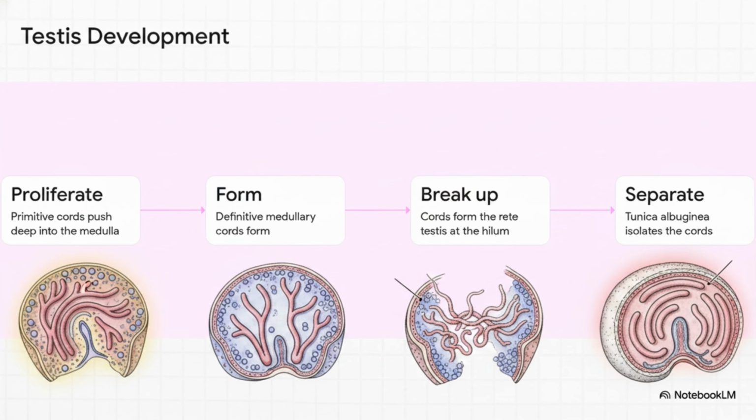Third, as they push toward the hilum of the gland, they start to break up into this network of tiny cell strands. That network will eventually become the tubules of the rete testis. And fourth, a thick layer of connective tissue develops, the tunica albuginea. This is huge because it permanently separates those deep testis cords from the surface epithelium.